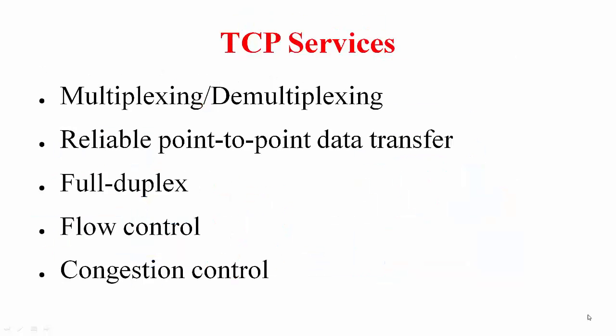So here are the services offered by TCP. Like any other transport layer protocol, it does provide multiplexing, demultiplexing service. In addition to this, it also provides reliable point-to-point data transfer. It is also a full duplex protocol, by which I mean if you want to send data between A and B as well as B to A, the same connection can be used to send data in either direction. You don't need two separate connections.